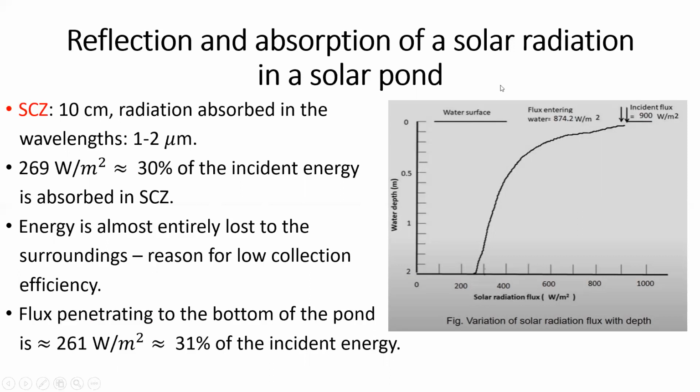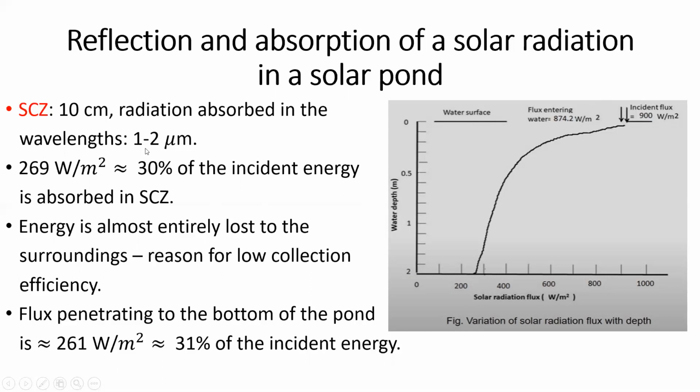Reflection and absorption of solar radiation in a solar pond. From certain data, we can put the graphical variation of solar radiation flux with water depth, and the solar radiation flux is pointed out. It is clearly obvious that a large amount of energy is absorbed near the surface. In the present case, assume that the surface convective layer is 10 centimeters.